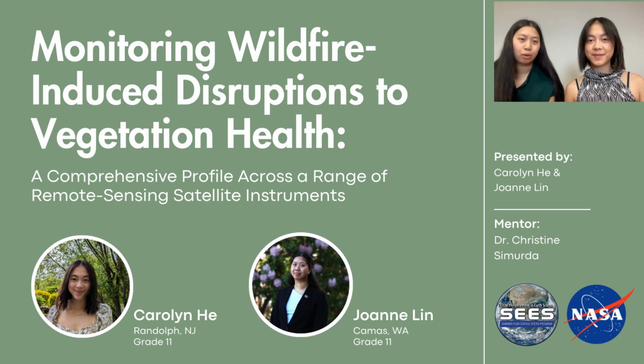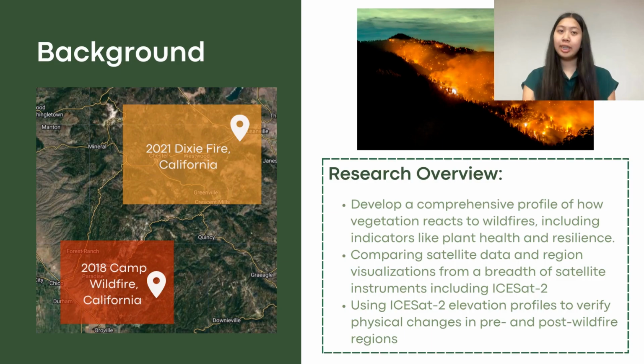We are proud to present our research on monitoring wildfire-induced disruptions to vegetation health. Each year, wildfires across the United States inflict millions in damage to infrastructure, economies, and entire ecosystems. As wildfires become increasingly erratic in frequency and intensity, resources need to be allocated to monitor them. Thus, tracking vegetation changes over the duration of these fires is imperative to actively and effectively assess wildfire risk.